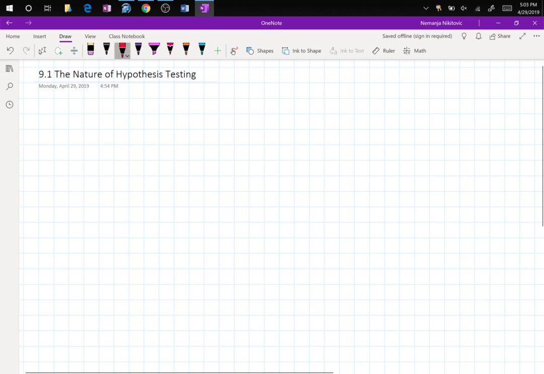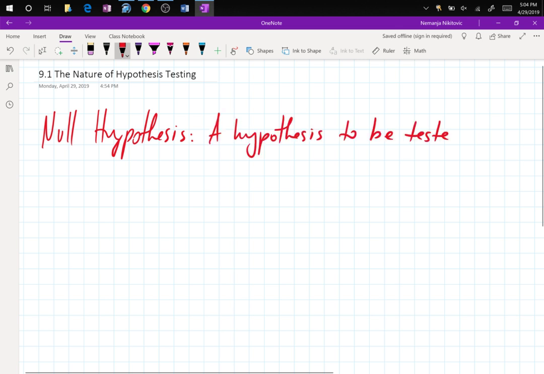So first we learn what the null hypothesis is. The null hypothesis is a hypothesis to be tested, and the symbol for that one is H naught, H with a little 0 in a subscript.